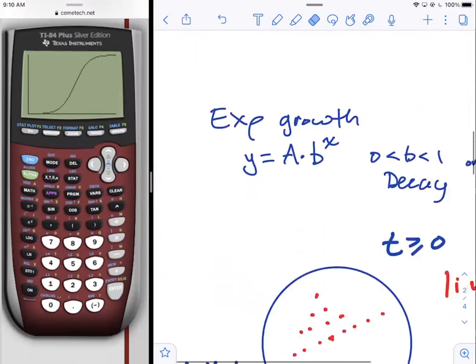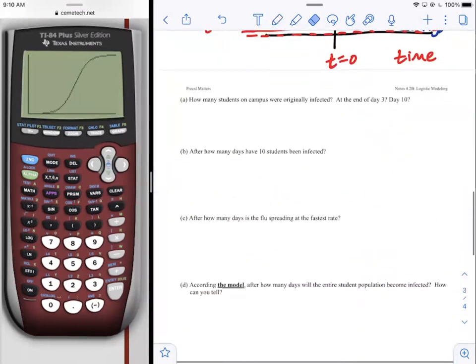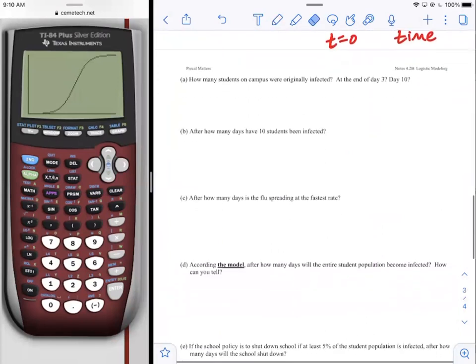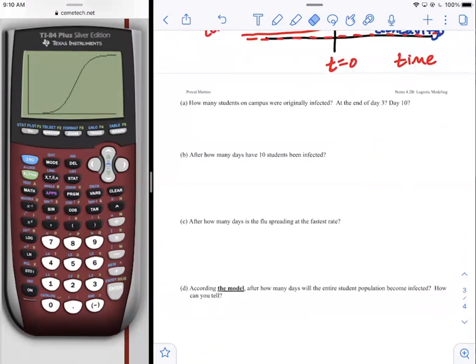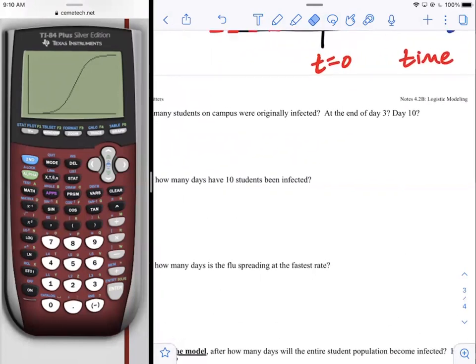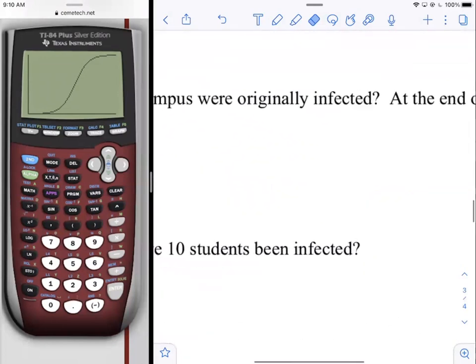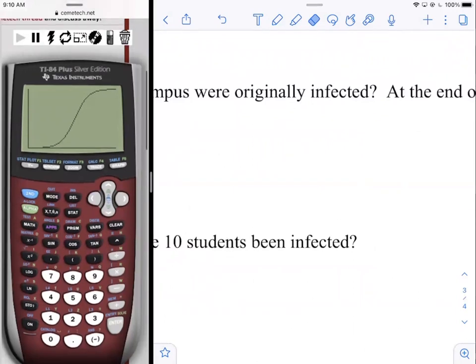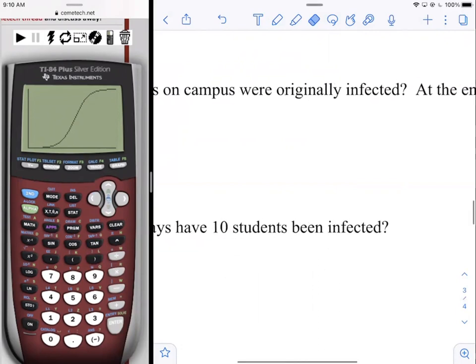Here we go. You'll have one question like this tomorrow or tonight. It's in the worksheet, and then we'll quiz on this tomorrow with the calculator. Should be easy, all right? How many students are on campus originally that were infected? Okay, so remember, we've done this before. You have to show me what it is you're putting into the calculator. Notation is very important. So originally infected, that corresponds with what value T?